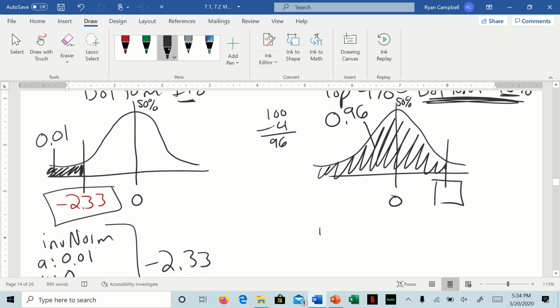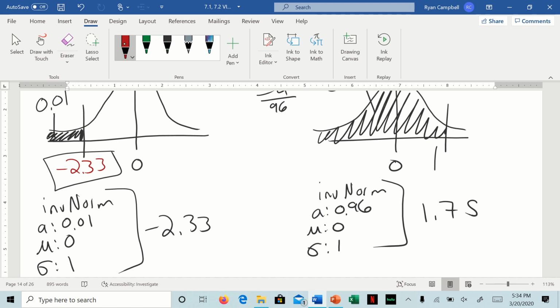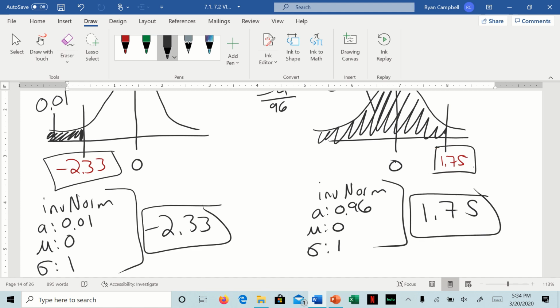So to find this value, again, do inverse norm. The area is to the left, which is 96%. Mean is 0. Standard deviation is 1. We type all that into our calculator. We end up with 1.75. Does that make sense? Yeah, right? It's positive. Makes sense. All right, and those are our two answers.